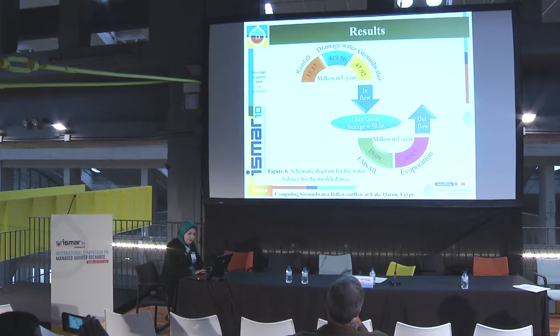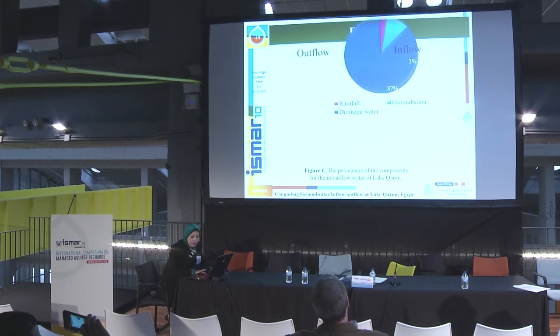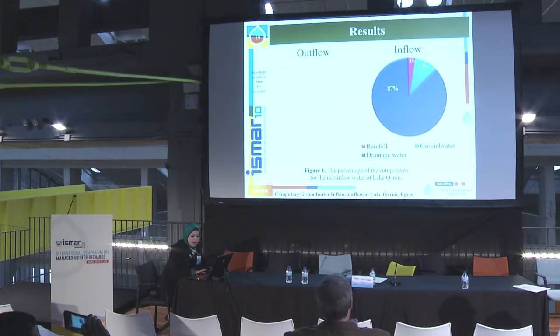The storage is 59 million cubic meters per year. The percentages of the components for the inflow and outflow water for Lake Karun: inflow water is represented as 87% for drainage water, 3% for rainfall, and 10% for groundwater.